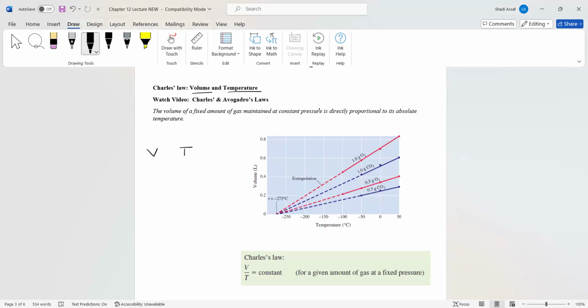It says the volume of a fixed amount of gas, so V at fixed amount of gas, meaning N, the number of moles, is constant, at constant pressure. So in this case, pressure is constant, it's not changing. Here's the key word, directly proportional to its absolute temperature. So let's put the N and the P in the constant column here.